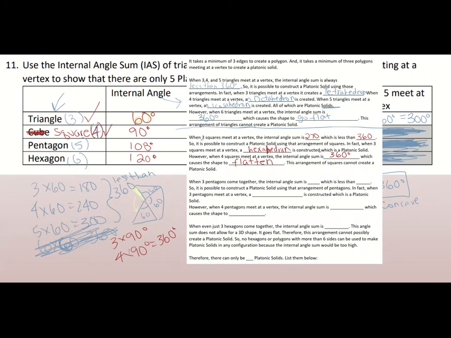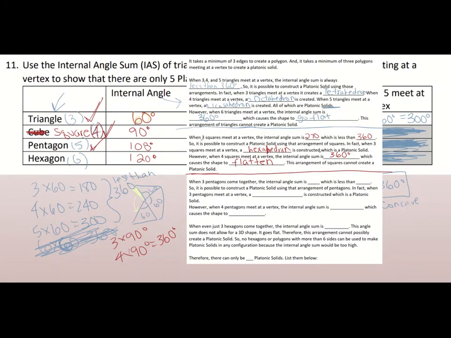This arrangement of squares cannot create a Platonic solid because it has flattened out. We finished all the triangles, we finished all the configurations of squares, therefore we move to the 5-sided figure, the regular pentagon. All right, that's the next paragraph here. Let's swap out colors.